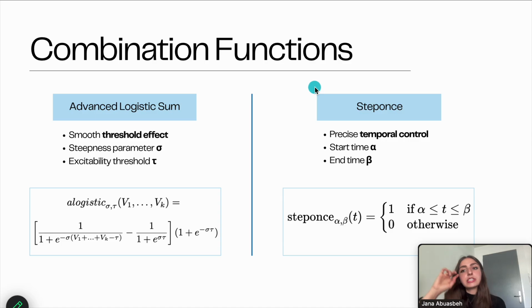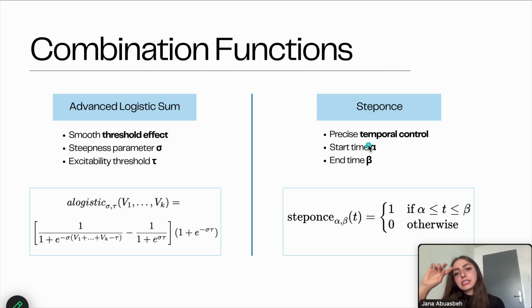So which combination functions did I use? I selected two of these combination functions, the advanced logistic sum and the step once function. The advanced logistic sum provides a smooth threshold effect, so it allows us to control when and how strongly certain influences take place. The steepness parameter sigma controls how sharply the transition happens from off to on for this biological response. And the threshold parameter tau determines the sensitivity level needed to trigger the response.